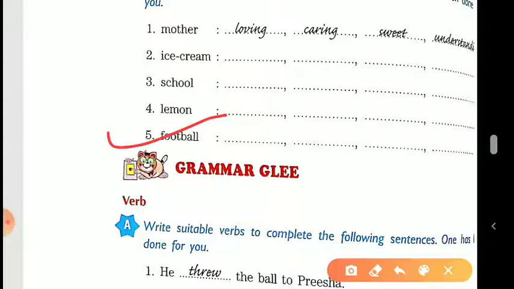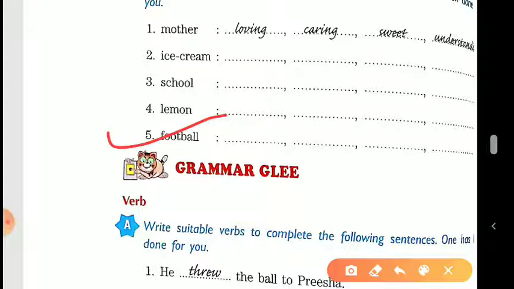Then where do you play football? For playing football, you need a big field. So the fourth word is field. Then you need a team to play the match with. So the fifth word is match. So the five words which strike to us after listening to the word football are: the first one is game, G-A-M-E, game. Then the second word is fun, F-U-N, fun. The third word is friends, F-R-I-E-N-D-S, friends. The fourth word is field, F-I-E-L-D, field. And the fifth word is match.